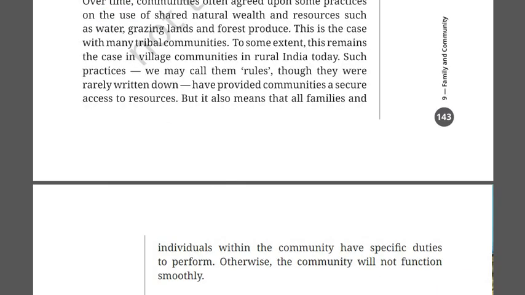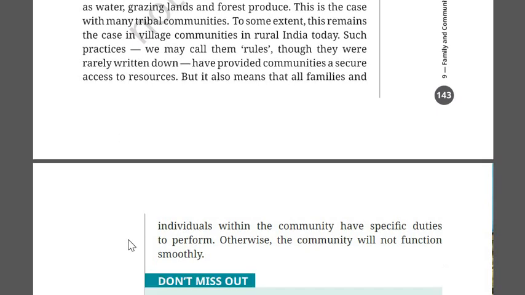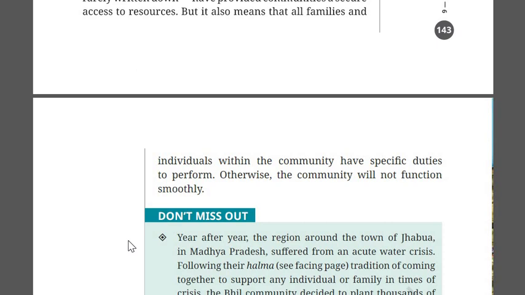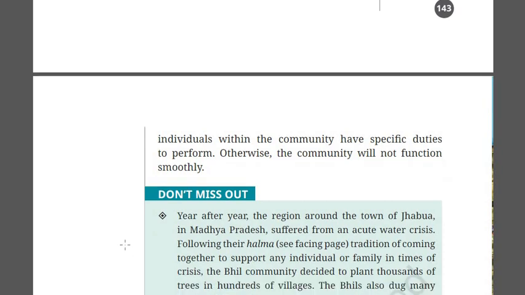Such practices, we may call them rules, though they were rarely written down, have provided communities a secure access to resources. But it also means that all families and individuals within the community have specific duties to perform, otherwise the community will not function smoothly.